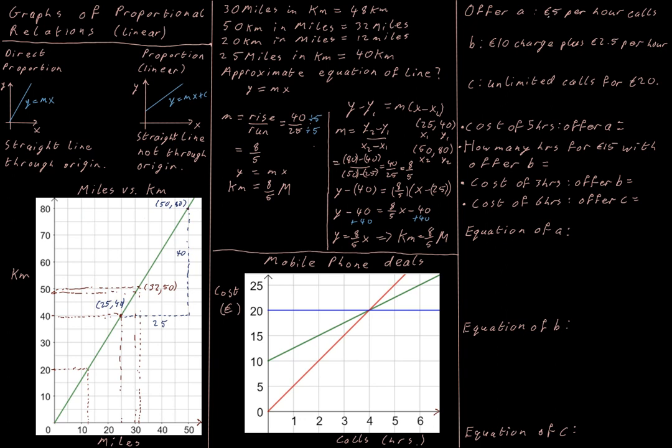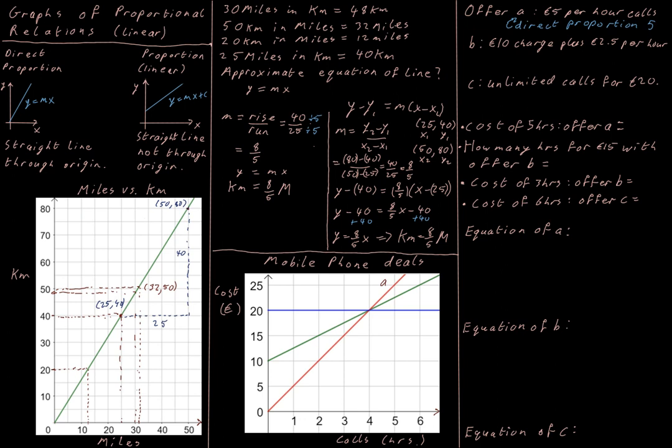So option A, €5 per hour for calls, would be going through the origin. So that means that we are talking about a directly proportional relationship, because it goes through the origin and has a constant rate of change, a constant slope. That allows me to immediately say that the only one that's directly proportional is the red line. So that's going to be A.